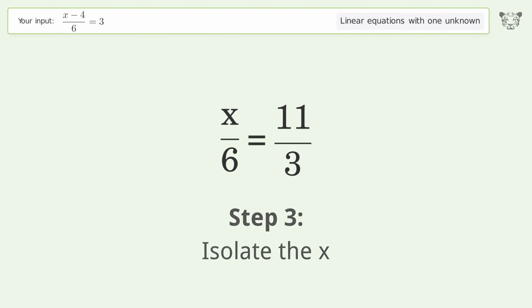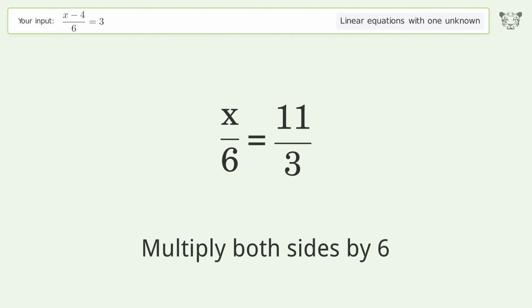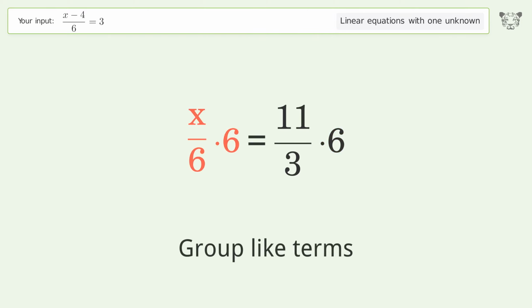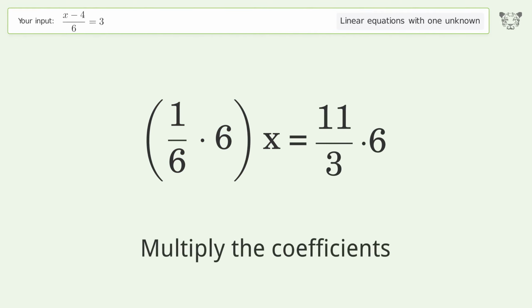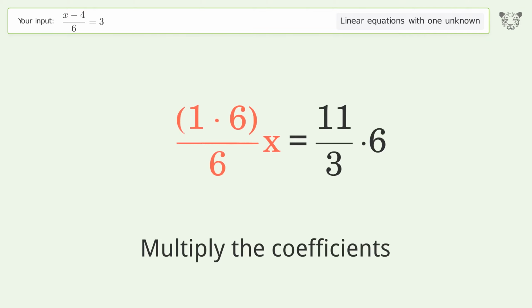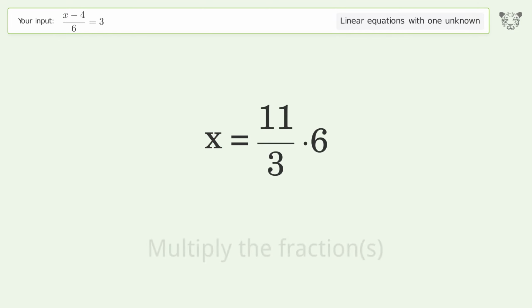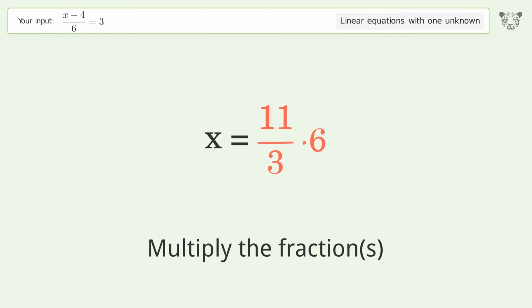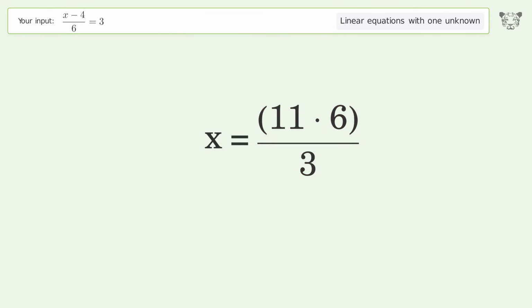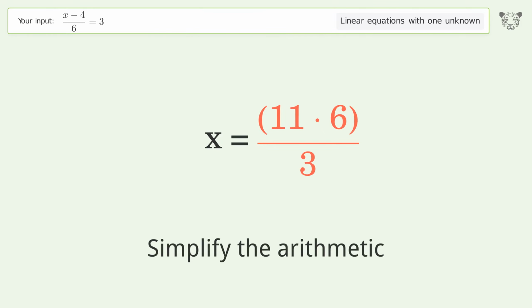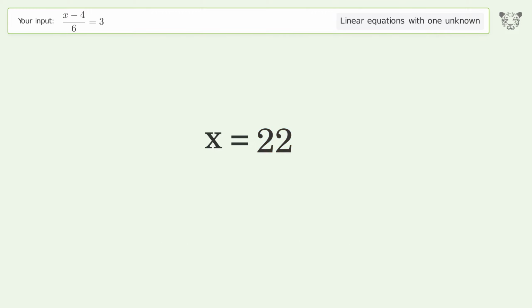Isolate the x. Multiply both sides by 6. Group like terms. Multiply the coefficients. Simplify the fraction. Multiply the fractions. Simplify the arithmetic. And so the final result is x equals 22.